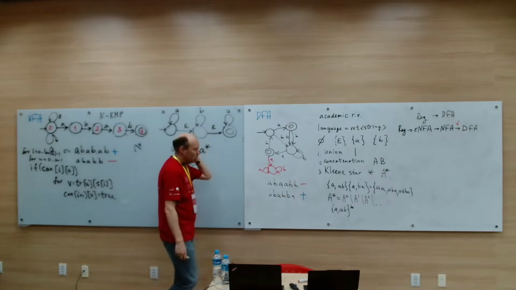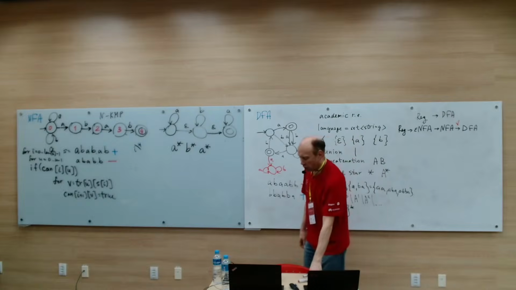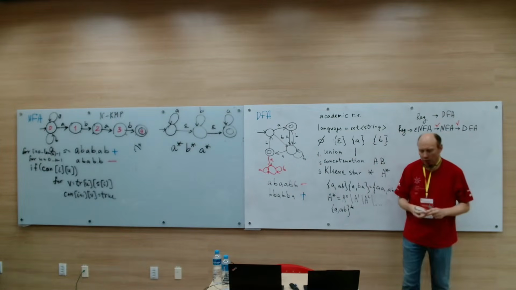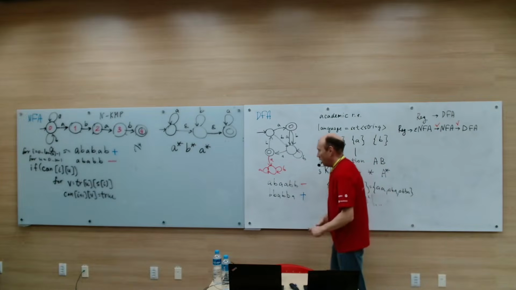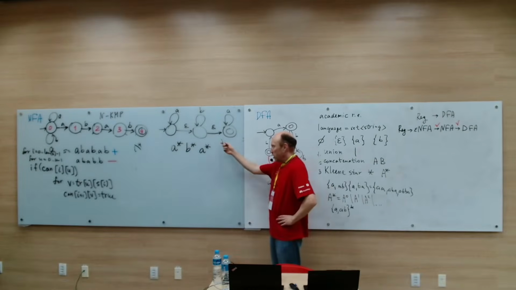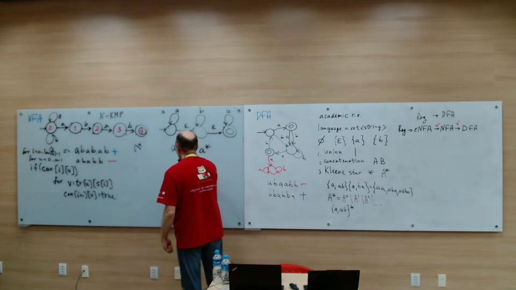So this is called epsilon NFA, and we can actually get rid of epsilons using a quite simple algorithm. Let's describe it briefly. There are 3 steps that I will show on this example. The first step is to make the so-called epsilon closure.